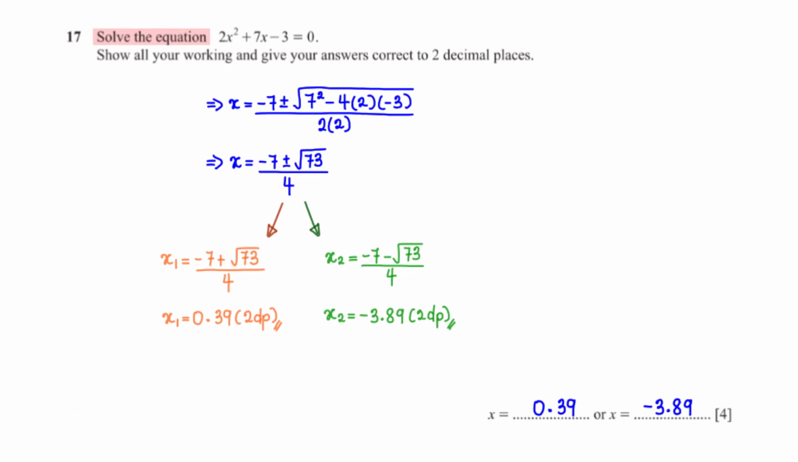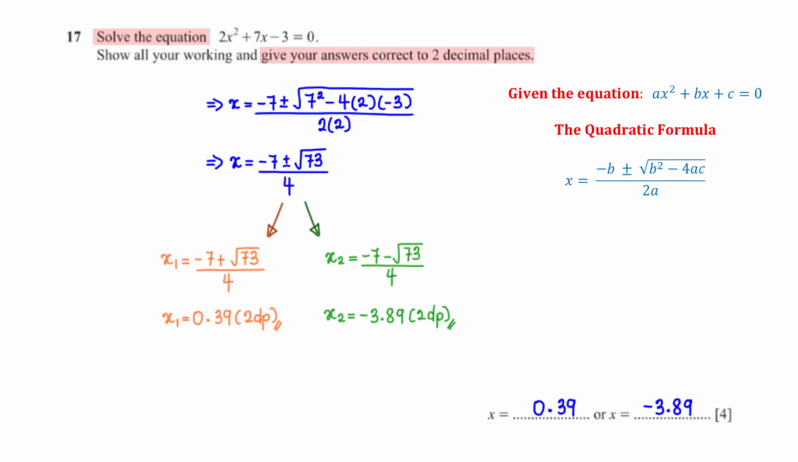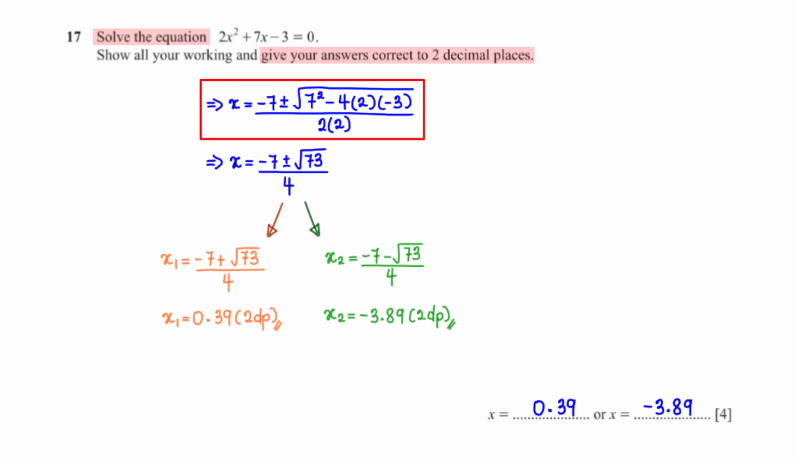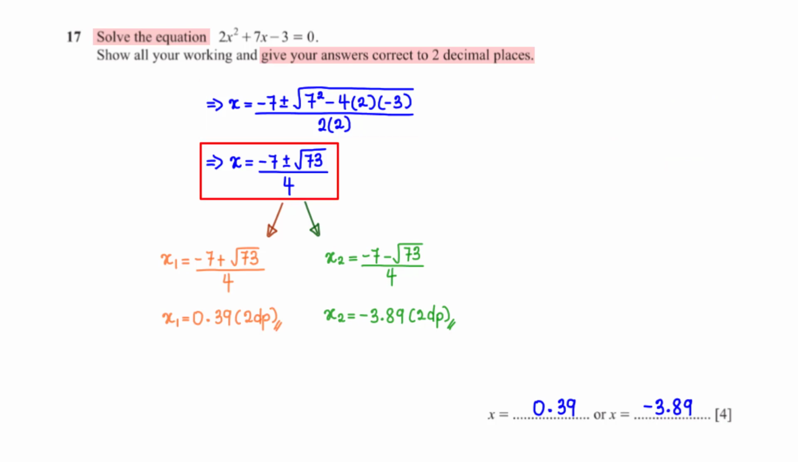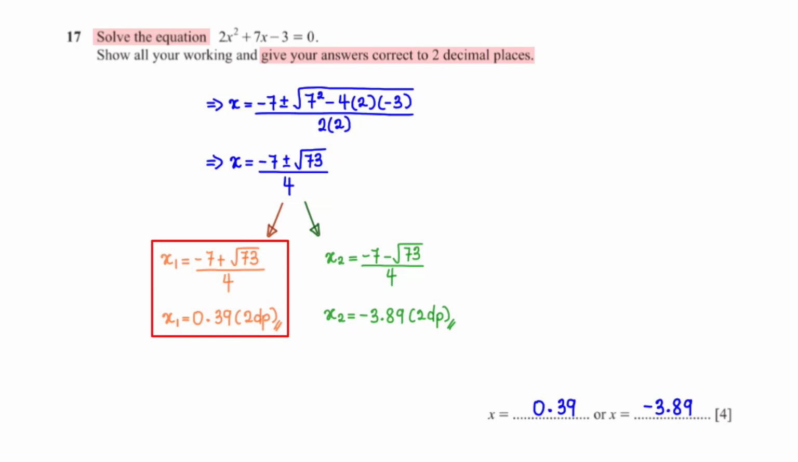Solve the equation 2x squared plus 7x minus 3 equals 0. Show all your working and give your answers correct to 2 decimal places. When we apply the quadratic formula to the given equation, this is what we get. The numbers under the square root, 7 squared minus 4 times 2 times negative 3 gives us 73. For the denominator, 2 times 2 is 4. So for the first possible value of x, we get 0.39 rounded to 2 decimal places. And for the second possible value of x, we get negative 3.89 rounded to 2 decimal places.